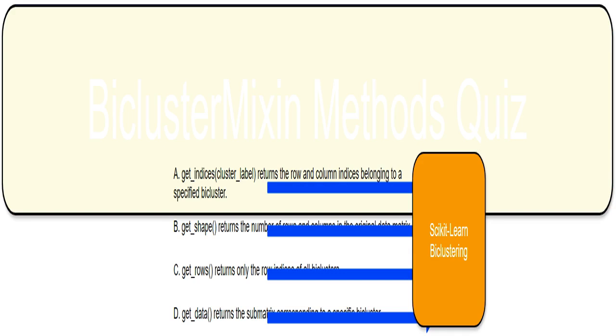This is a quiz about the BiclusterMixin class in Sklearn, a popular Python library for machine learning. We'll be looking at several methods within this class and determining what each one does. It's all about understanding how to extract information from biclustering results.